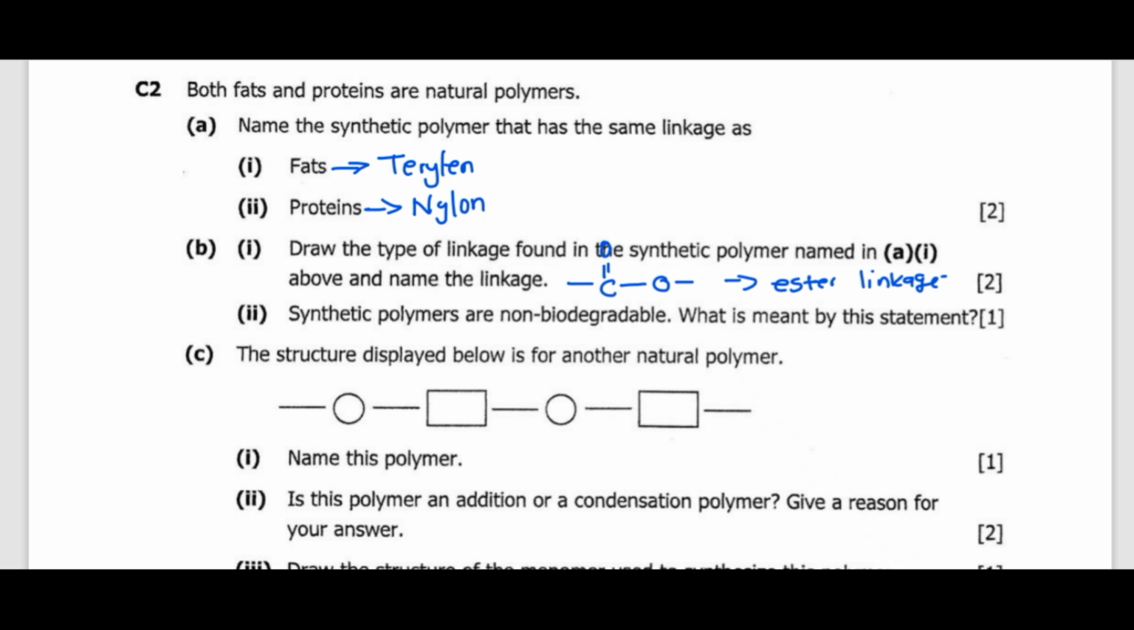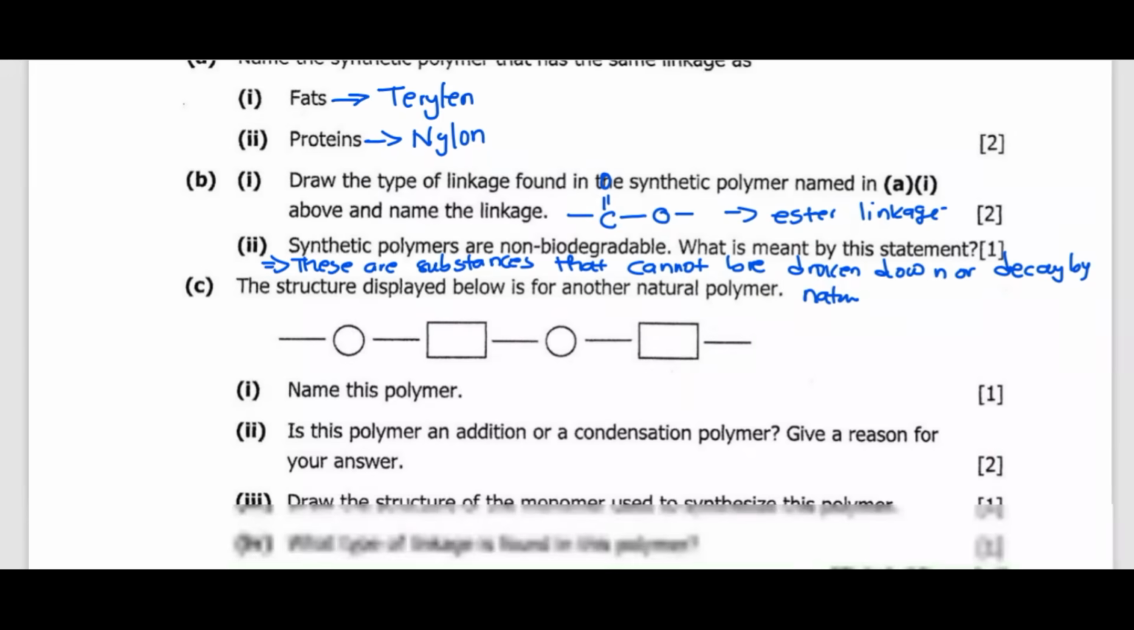Then synthetic polymers are non-biodegradable. What is meant by this statement? So we'll say these are substances that cannot be broken down or decay by natural means. Okay, so now we can move on.